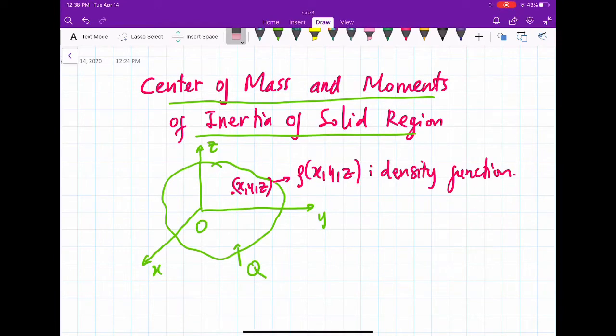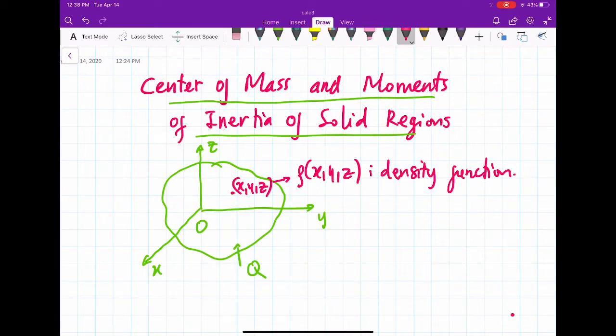Hello. In this video, we study how to find the center of mass and moments of inertia of solid regions. Remember that we know how to use double integrals to find the center of mass of a planar lamina and moments of inertia, which is called the second moment, right? Today, we focus on solid regions.